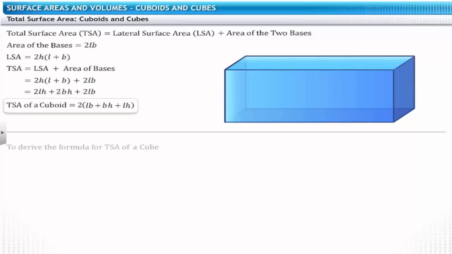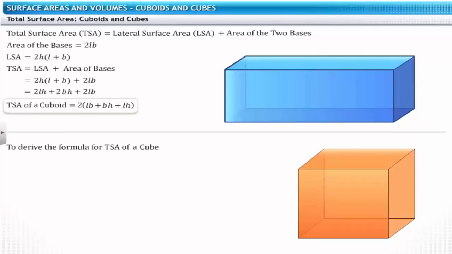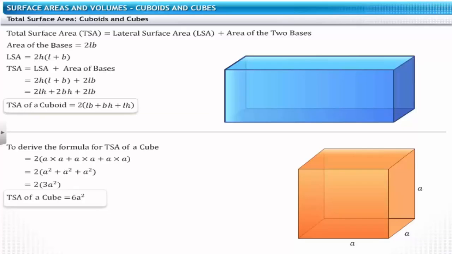We can use this formula to derive the formula for TSA of a cube. In case of a cube, the length, the breadth, and the height are equal. Let's assume these are A and substitute it in the formula. We get the formula for TSA of a cube as 6A squared.